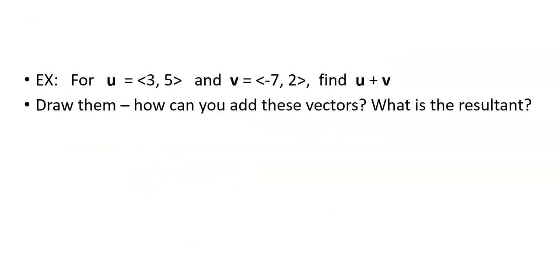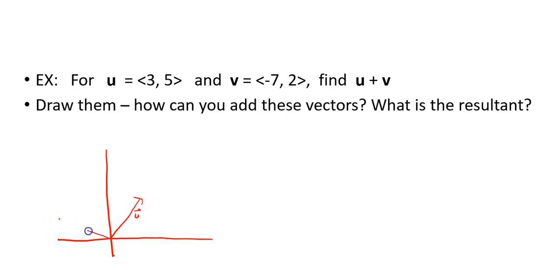All right, take a look at these two vectors here. I've got a vector 3, 5 and a vector negative 7, 2, and I want to find the sum of those vectors. The sum of those vectors has a name. It's called the resultant. In other words, the result of adding those two vectors together. So I go over 3, up 5, there's vector u. All right, and then vector v goes 7 to the left and up 2.